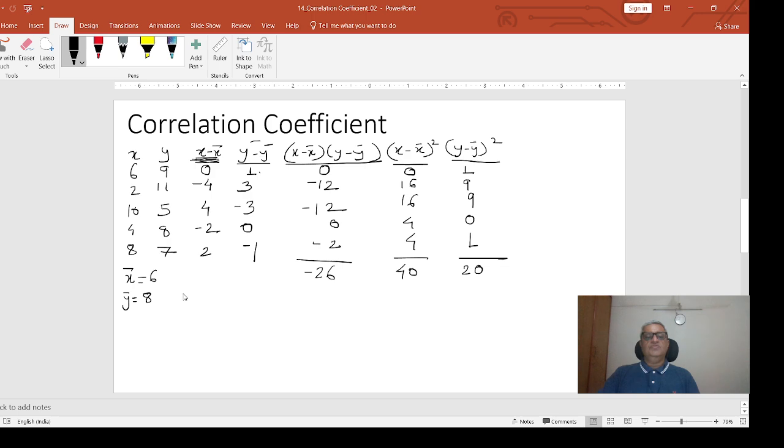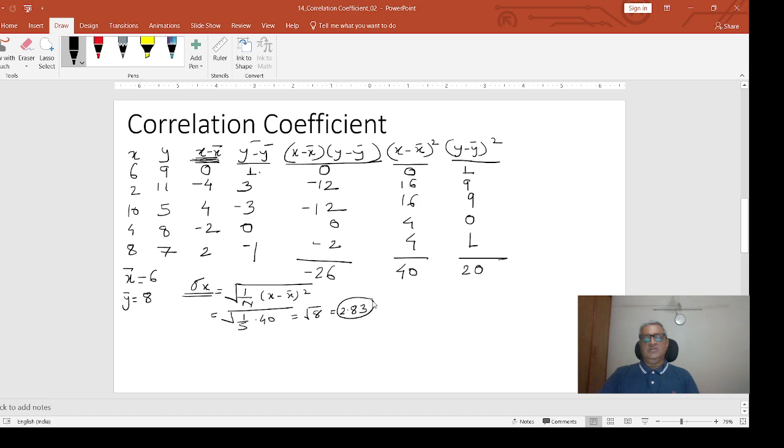To calculate the correlation coefficient, we need to know sigma x, which is the standard deviation of x. How do we calculate standard deviation of x? Square root of 1 by n, summation of x minus x bar square. Correct? So that is square root of 1 by 5, into 40, which is equal to square root of 8, that is equal to 2.83.